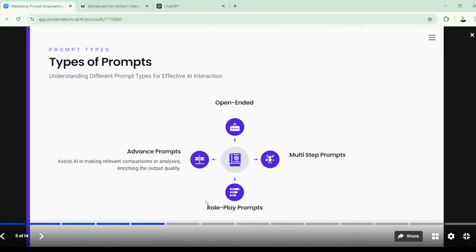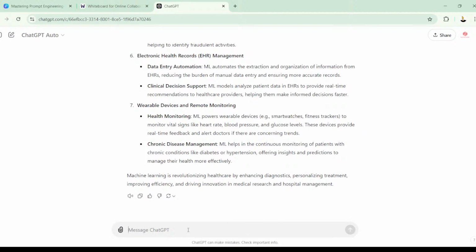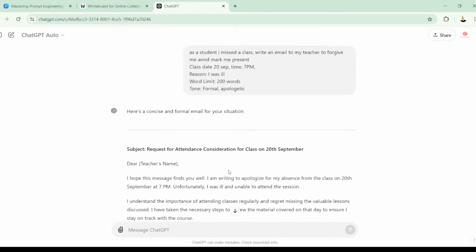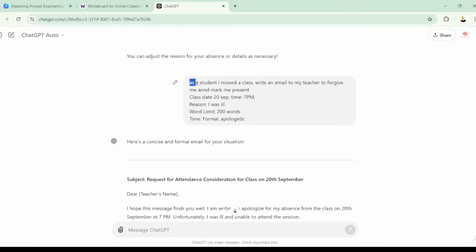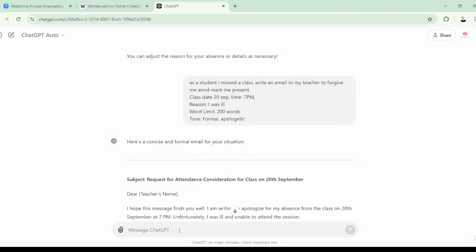The third one is role play. Role play is where you tell ChatGPT what role it has to play, right? In this model, you ask the AI to respond as if it were a specific person or a role. We have also practiced this above, right? Here I have said as a student. So this prompt is an example of role play. Okay.